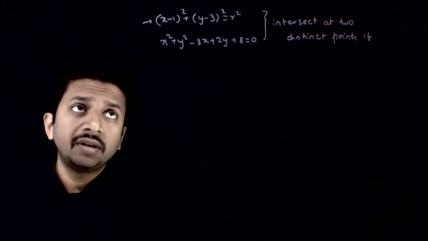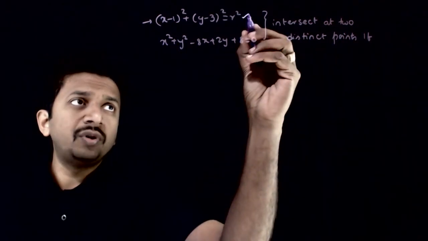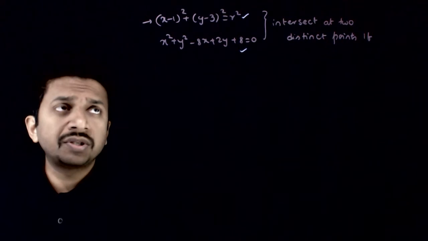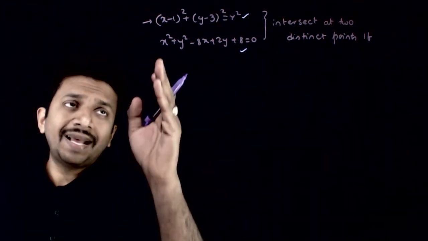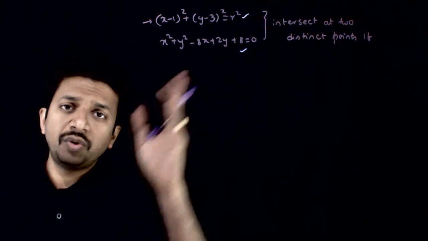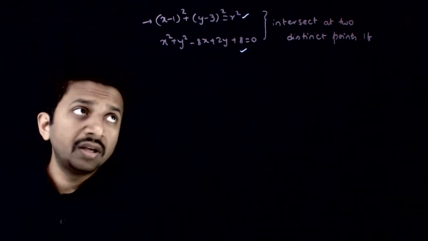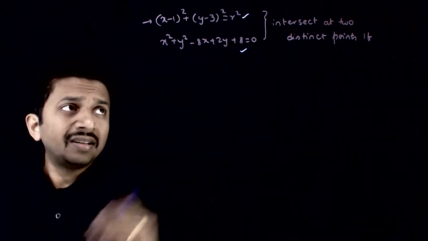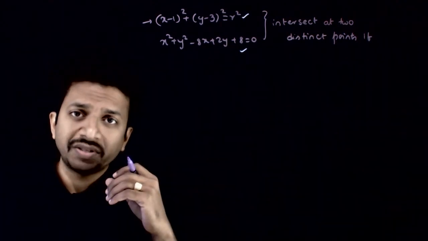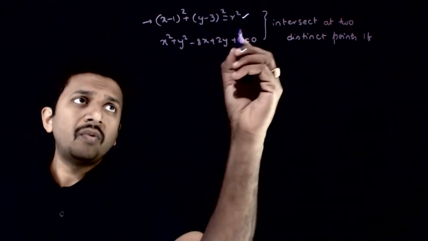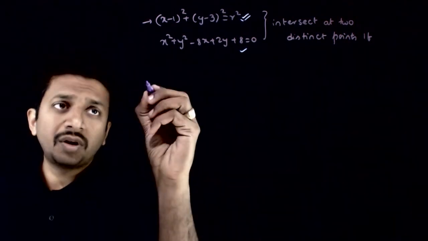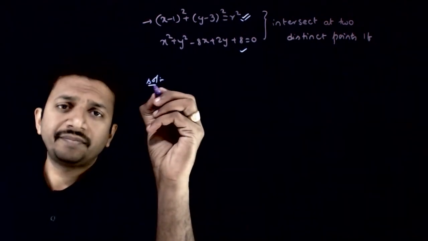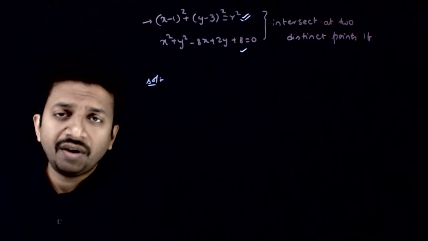So welcome students. In this question you're given equations of two circles, (x − 1)² + (y − 3)² = r², and x² + y² − 8x + 2y + 8 = 0. And it's given that they intersect at two distinct points. If that is so, what should be the values of r? What are the possible values of r?